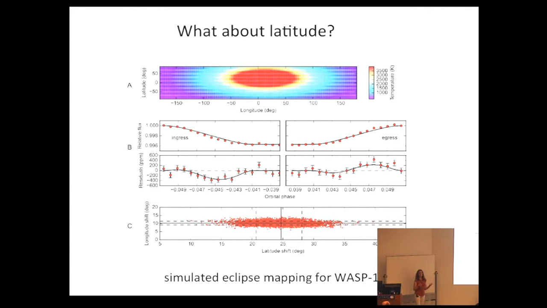So the first 3D weather map of a planet. And that's something that I'll be working on while I'm here. And if you're interested in talking to me about that, please do so. I think I'm out of time, so I'll wrap up. Thank you.